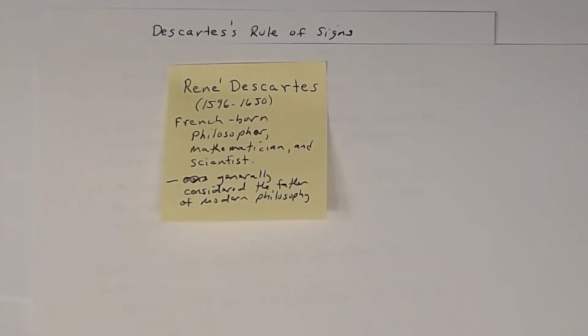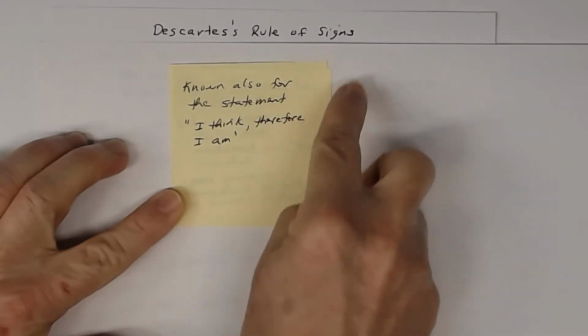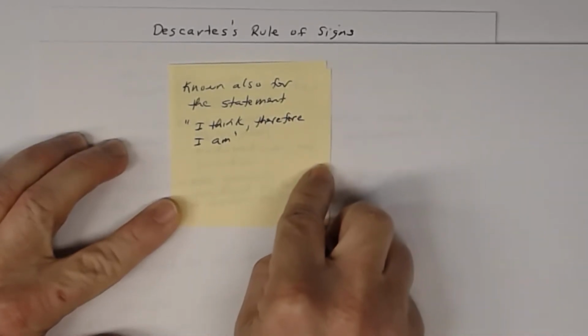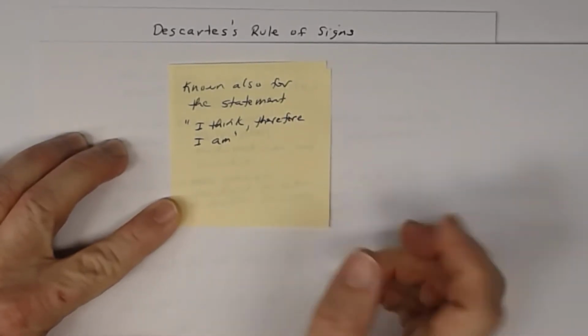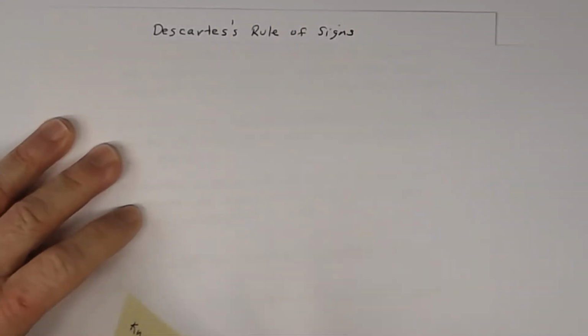Now, if you are taking a philosophy course, you may also have heard that he is also known for the statement, "I think, therefore I am." But anyway, Descartes' rule of signs came after many studies on polynomials. Rene Descartes came up with this rule of signs, and this rule of signs is very helpful.